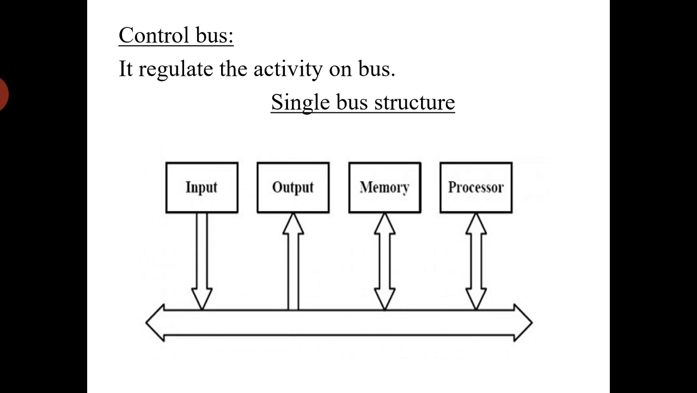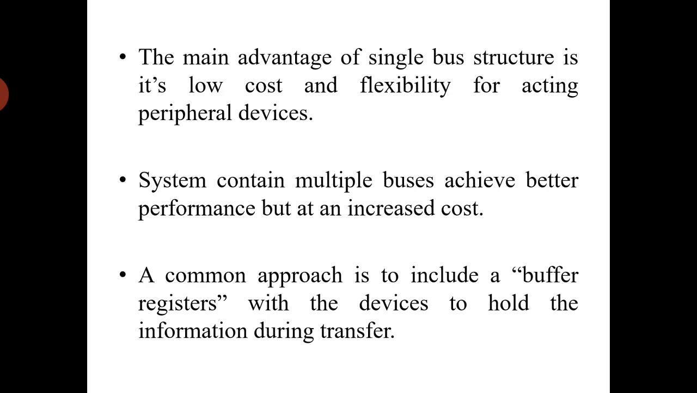The main advantage of a single bus structure is its low cost and flexibility for adding peripheral devices. Here we are using only a single bus, which reduces the cost, and it is also very flexible in connecting peripheral devices. Next, a system containing multiple buses. So far we have discussed the single bus structure. The system may also contain multiple buses, not only a single bus.